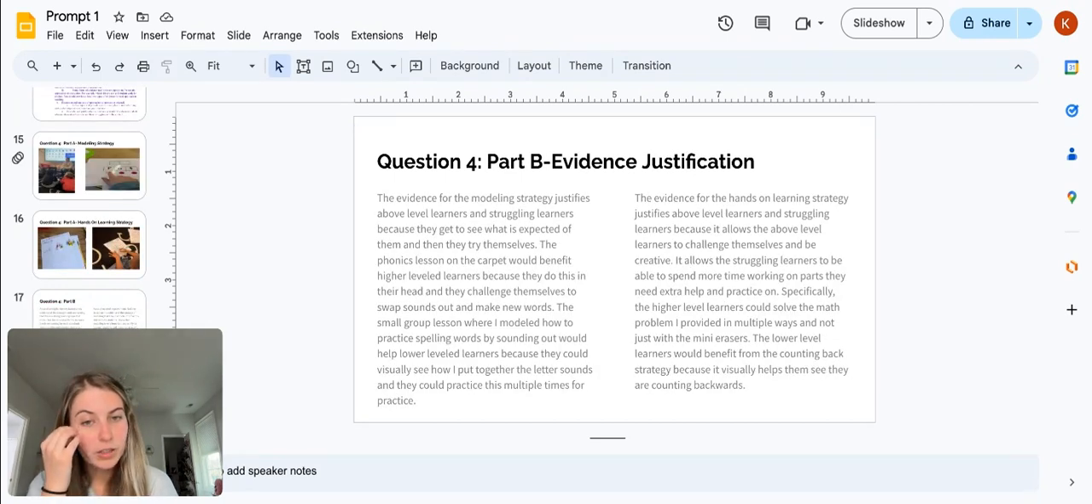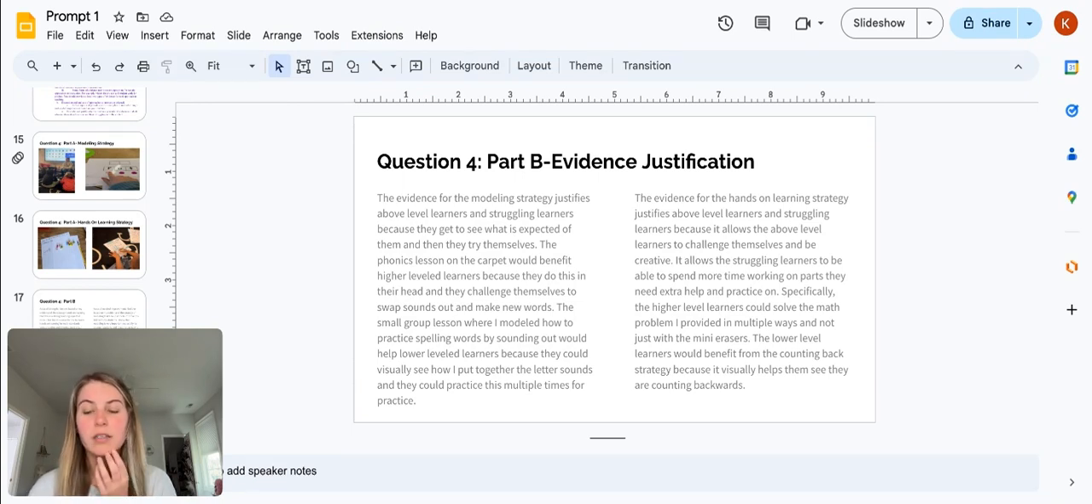The evidence for the modeling strategy justifies above-level learners and struggling learners because they get to see what is expected of them, and then they try themselves. The phonics lesson on the carpet would benefit higher-level learners because they do this in their head, and they challenge themselves to swap sounds out and make new words. The small group lesson, excuse me, where I modeled how to practice spelling words by sounding out, would help lower-level learners because they could visually see how to put together the letter sounds, and they could practice this multiple times.